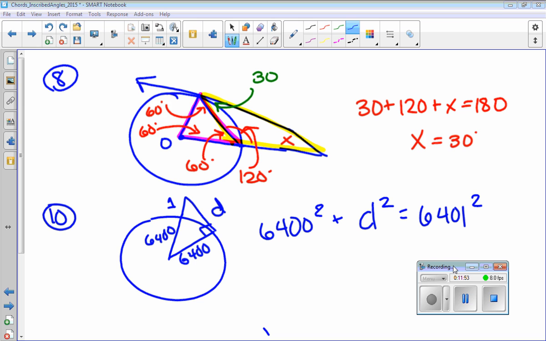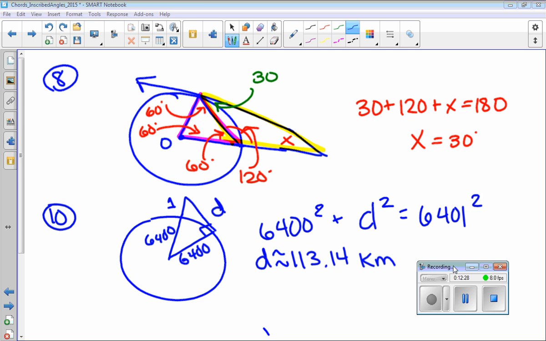Do I need to continue with that one? Still need to finish it? Okay. I will. So I'm just going to quickly do 6,401 squared minus 6,400 squared, and then take the square root of that number. And it looks like about 113. Is that what they got? I don't know. Is it? Was it miles? I'm not sure. Kilometers. Okay.